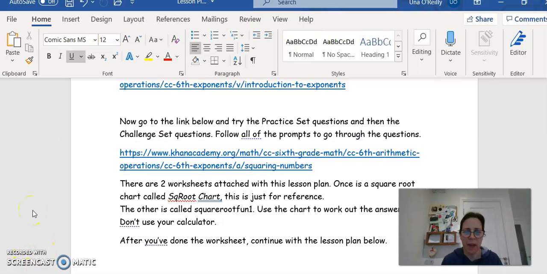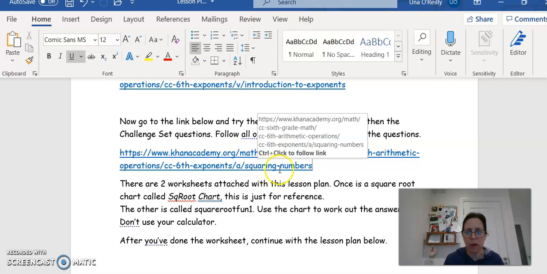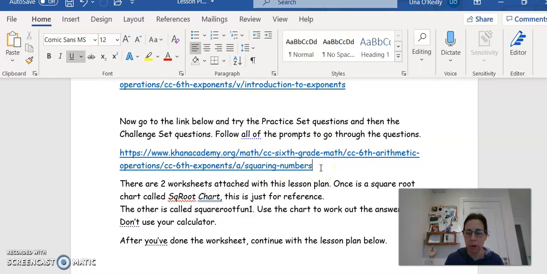Okay, back again, guys. This is the link I was talking about. This is talking about squaring numbers. So you're very familiar with this. Once you've done area, you're used to squaring numbers.